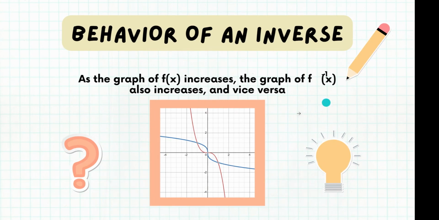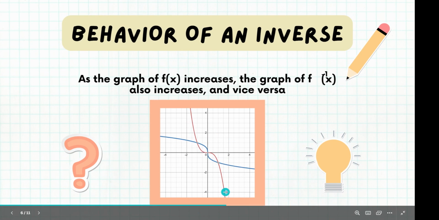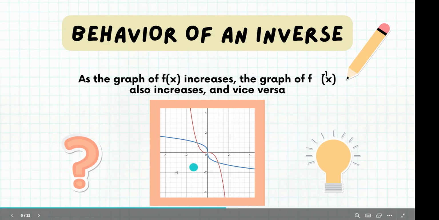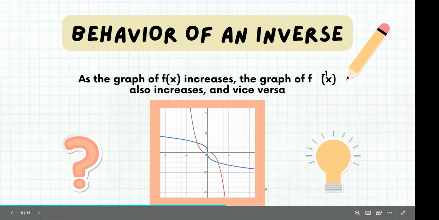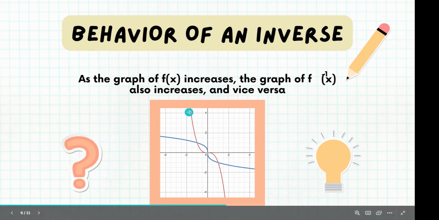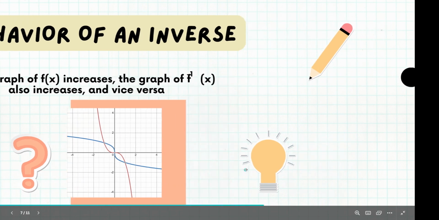So, behavior of an inverse. As the graph of f of x increases, the graph of its inverse also increases. And as the graph of f of x decreases, the graph of its inverse also decreases. It's seen in this graph right here. The red graph is f of x equals negative x cubed, and the blue line is its inverse, the cube root of negative x. And as the red line decreases, the blue line also decreases.